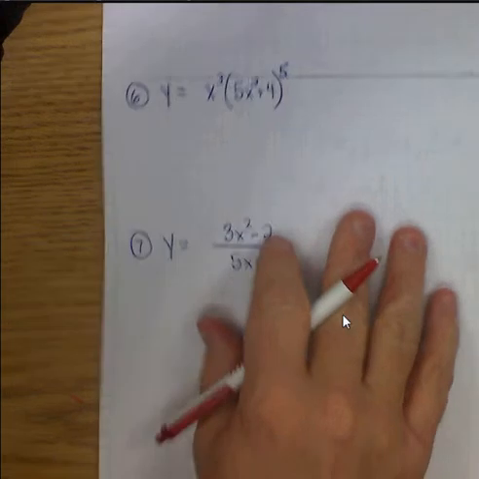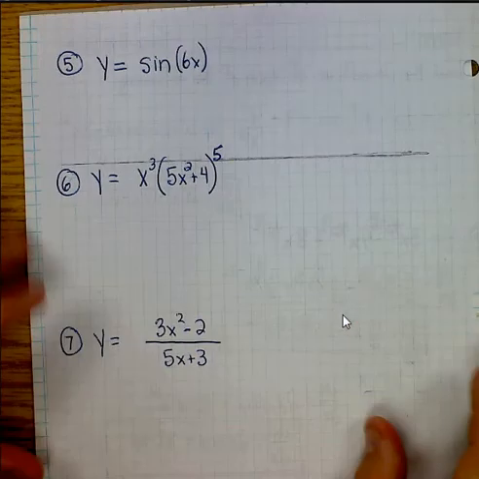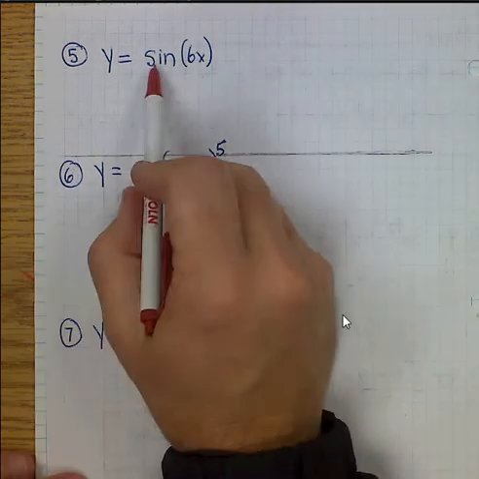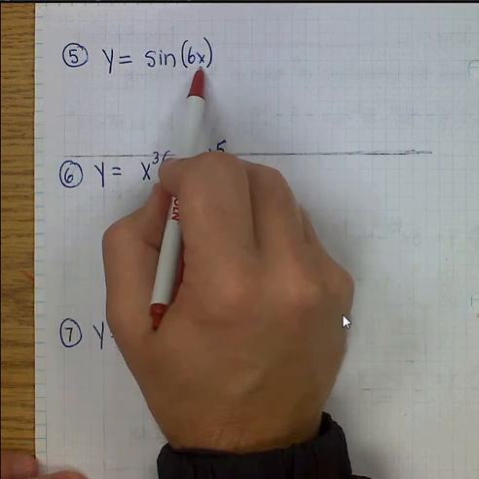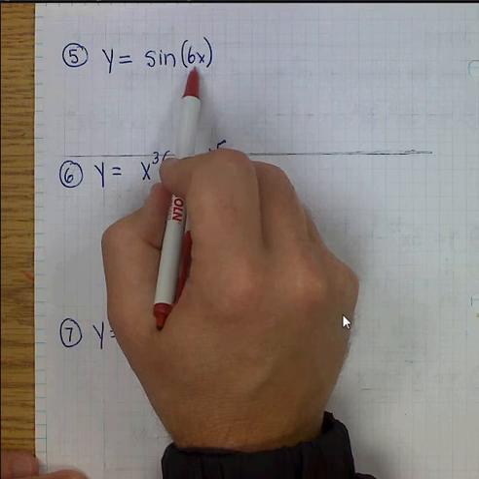All right, we move on to the back questions. So far so good. The back questions, we'll start off with y is equal to sine 6x. This is the chain rule, because we know the derivative of sine of x is cosine, but we just don't have x here. We have a function. So we have to go ahead and do this.